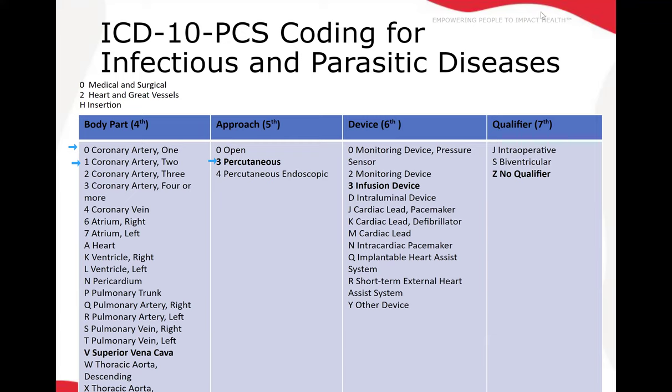Then the sixth character will be what type of device it is, and in this case, it's going to be an infusion device. And then these could be intraoperative, although that's not the case here. It could be biventricular or no qualifier. It's just a PICC line.